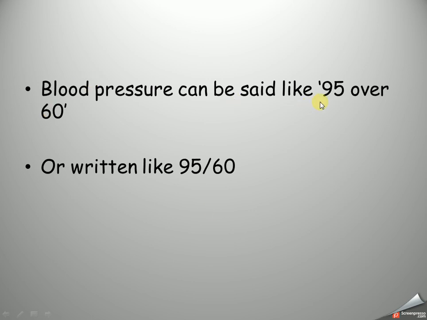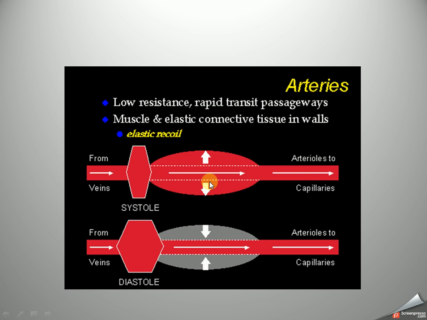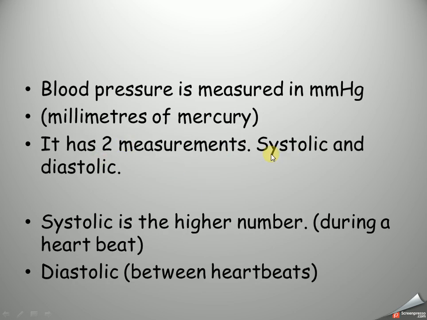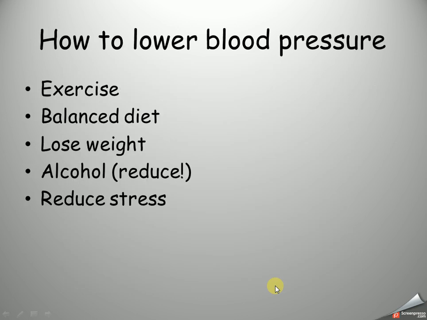So blood pressure can be said like this, 95/60, or it can be written 95/60 like that. So remember, you've got your systolic and your diastolic. The higher number is the systolic one, and the lower one is the diastolic one, which is between heartbeats. Okay, now you need to know how to lower blood pressure.